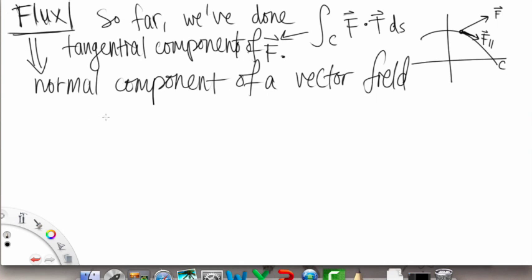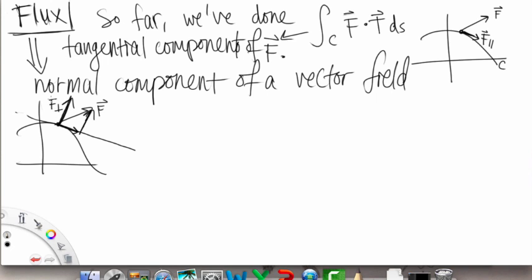In this case, what we're going to have instead is some curve going along, and let's say our F is like that. Now what we're interested in is not this part here. We're interested in this part, the normal component. Here's our tangent line. Normal means perpendicular to the tangent line. So this is our F perpendicular, or normal. We're interested in anything going straight across, perpendicular to the curve.